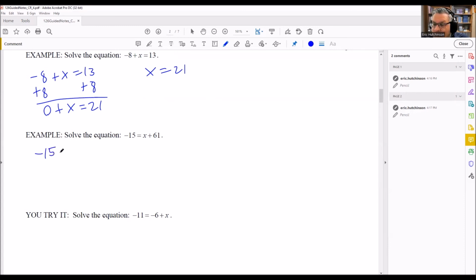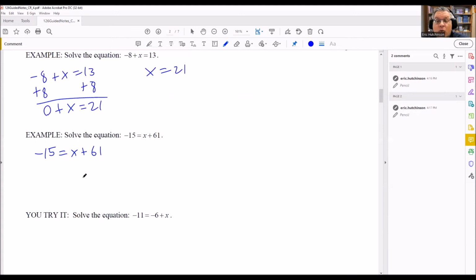So 15 equals x plus 61. I'm writing the problem out separately just so that when you're watching this, you'll know what the original problem was here. So that's why I'm rewriting it underneath here and doing my work below. We have an x on the right-hand side this time. So I still need to get that x by itself. And so I want to subtract the 61.